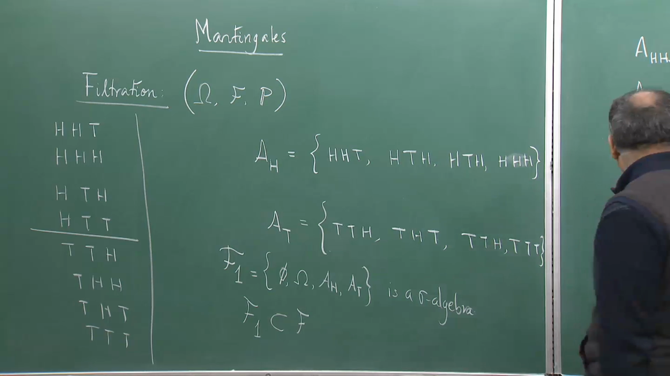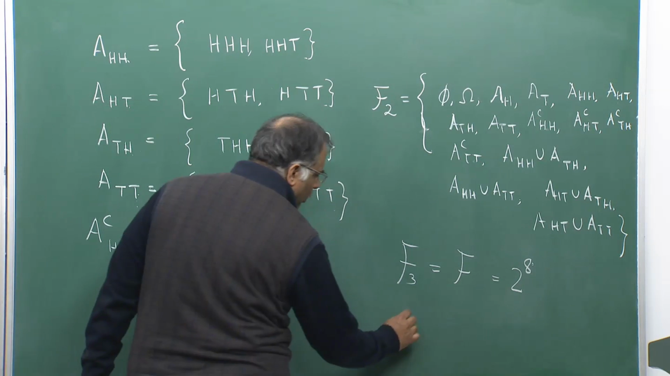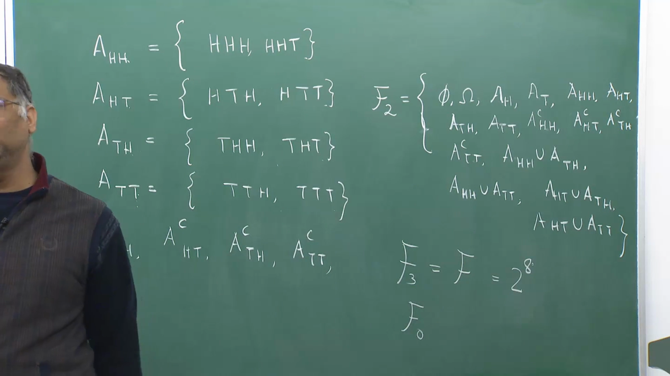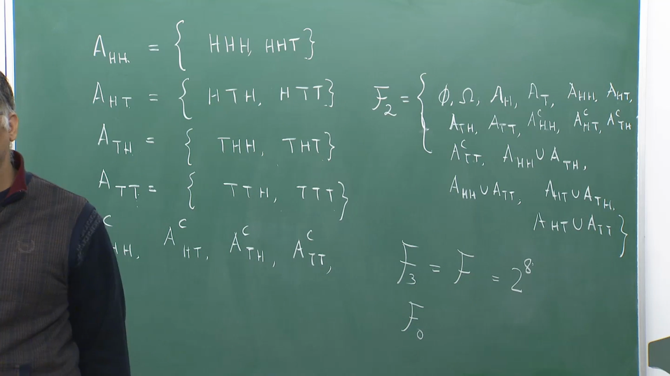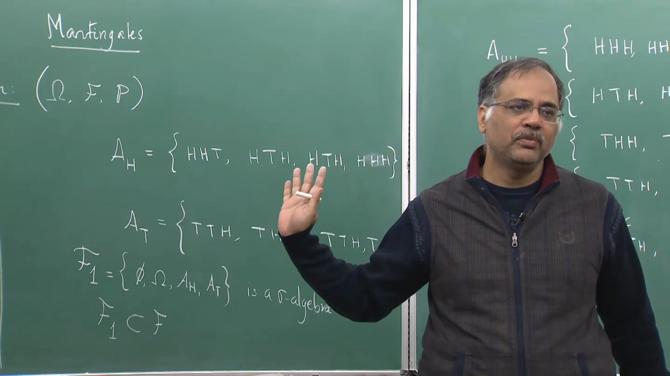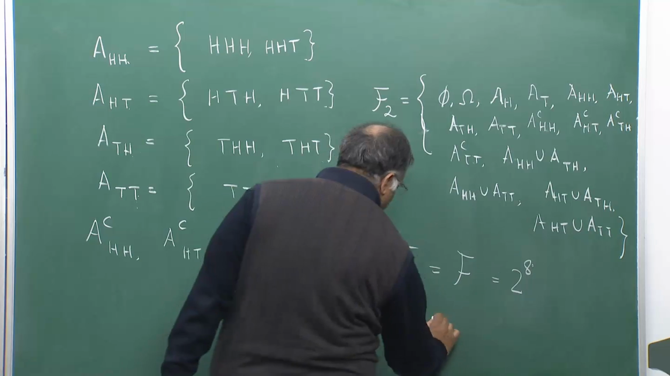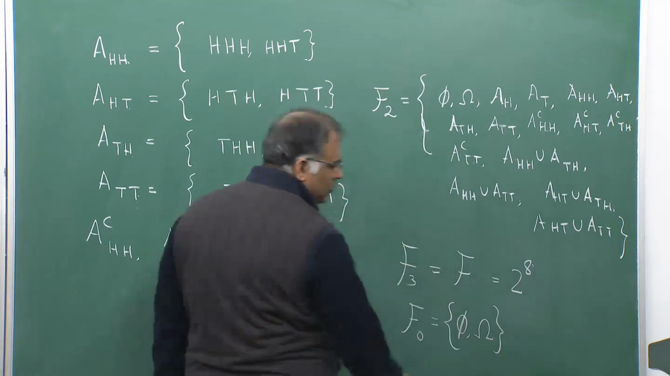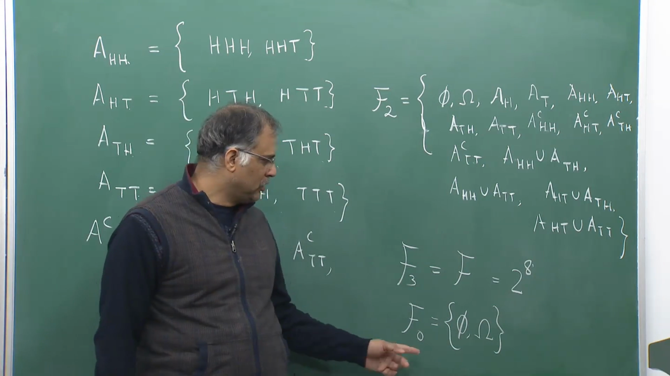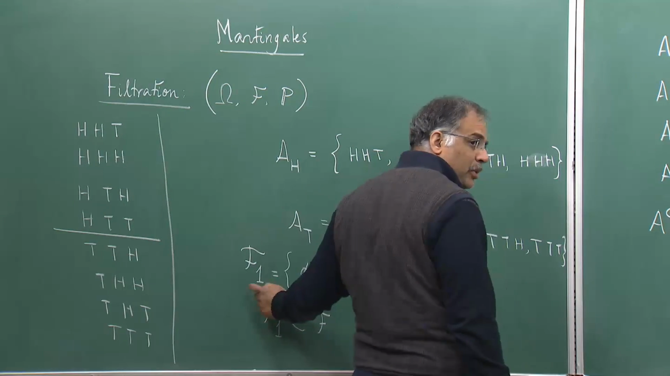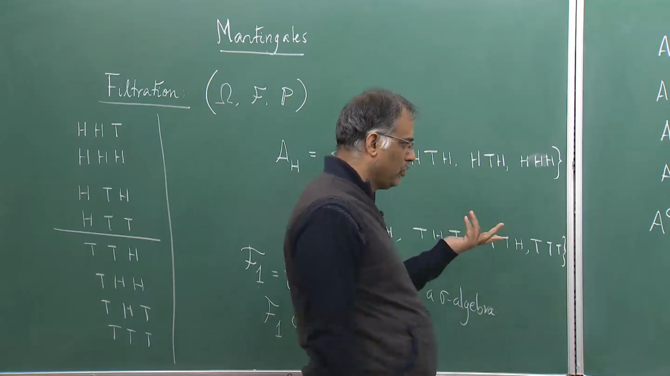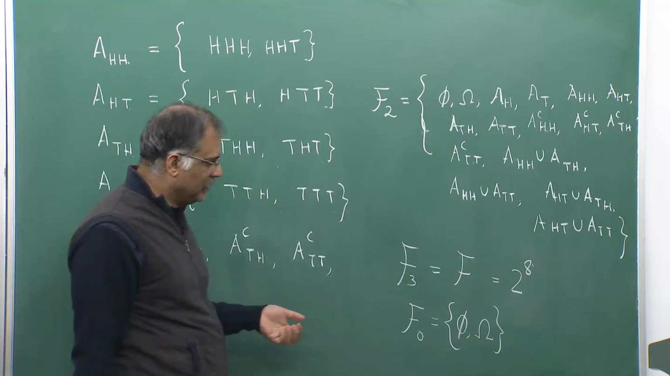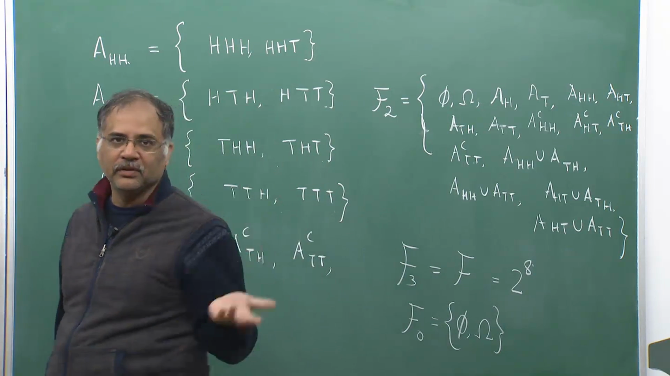Now let us talk about what is F0 then. F0 means when nothing is revealed to me, then I have only two choices, either nothing will happen or every possible choice might happen, right. So F0 consists of just these two. This is under no information, this is under one information, that the first toss is something, this is under more information, the second toss is revealed, and this is under the third, you have revealed everything.